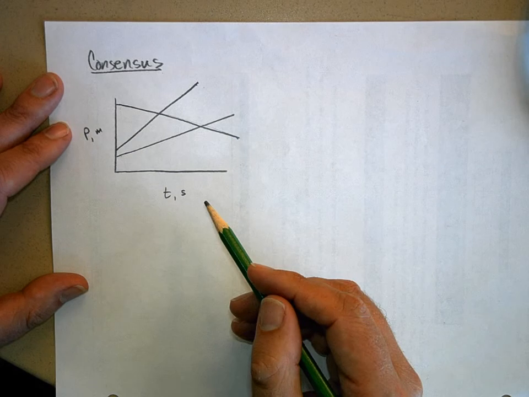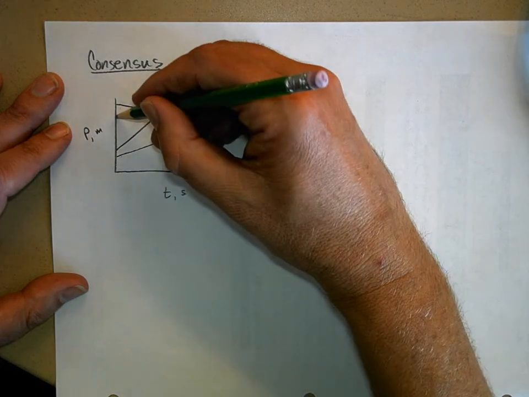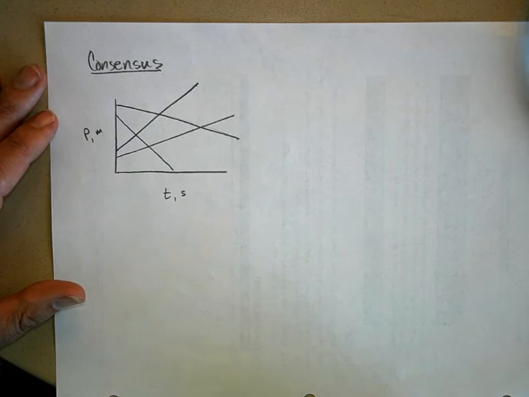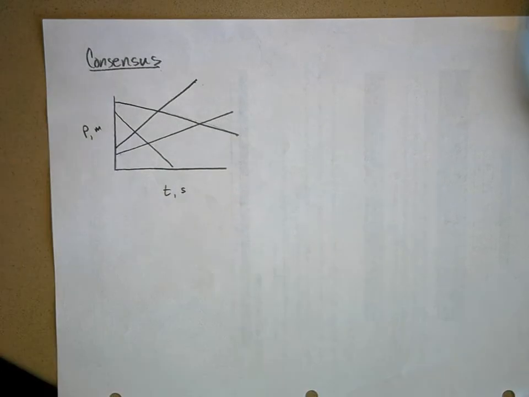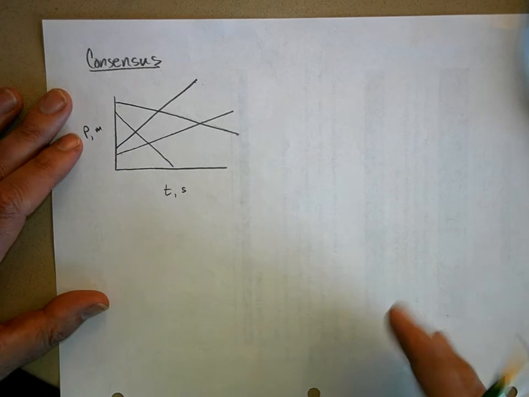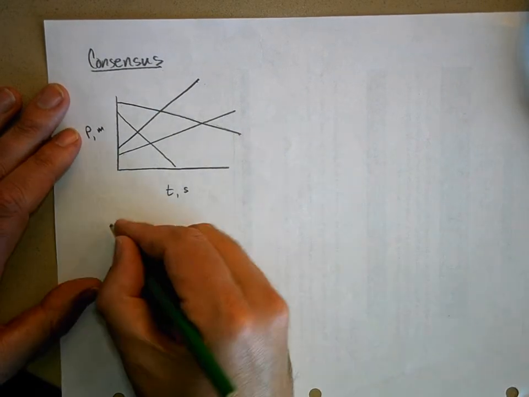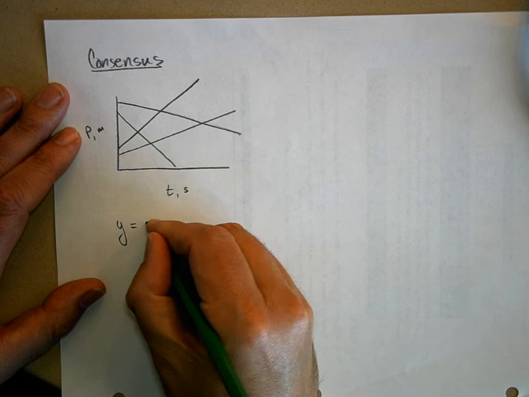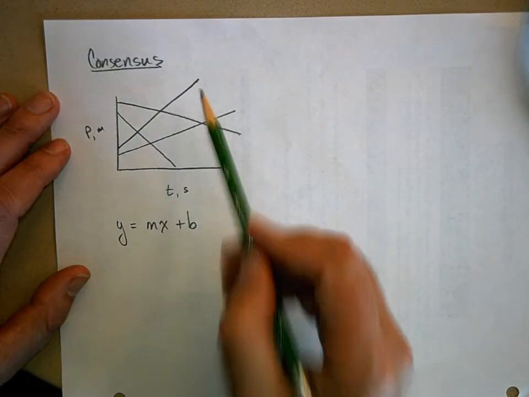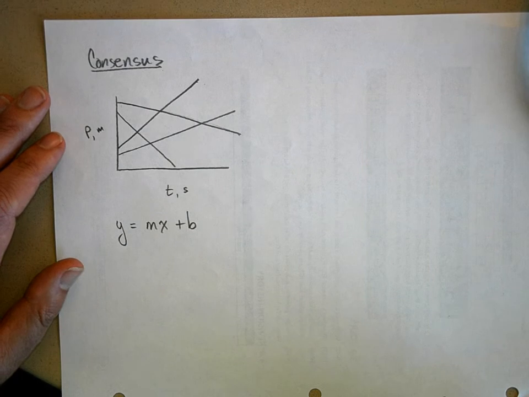Or maybe you had a car that moved something like that. Fast cars moving towards the origin. But all of them had the same basic mathematical structure when you develop from this the mathematical model. And so our linear equation, y equals mx plus b, these are all straight lines, so we can use y equals mx plus b to describe them.